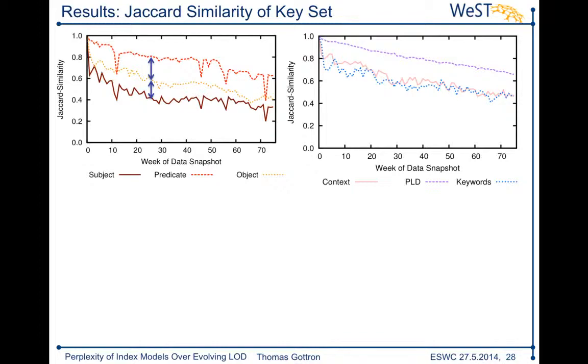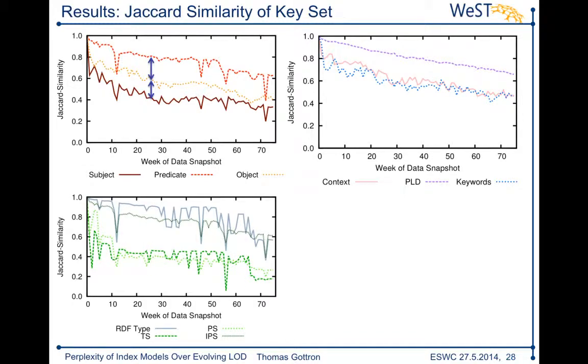But what gets really interesting now is when you're taking a look at the schema level indices. Here you can see the upper two lines, the RDF types and the incoming property sets, are still doing relatively well. But the other two indices, the type sets and the property sets, are decreasing more. Towards the end, they have very low similarity values of around 0.2 between how the data actually looks compared to the index that we built at the initial point in time.